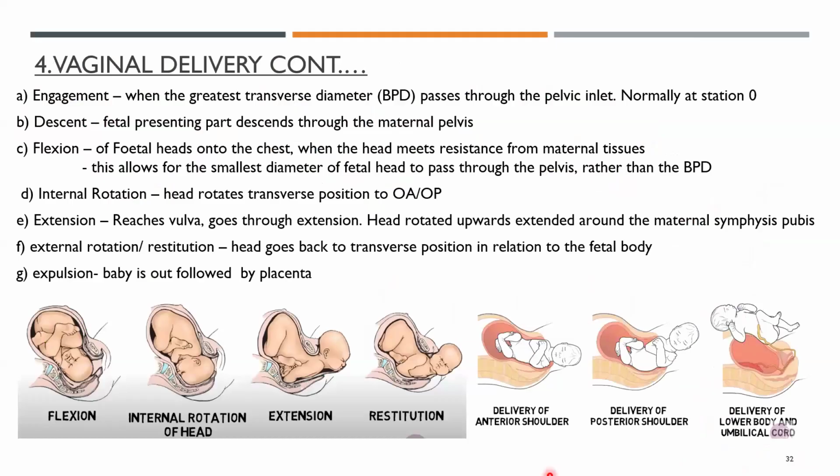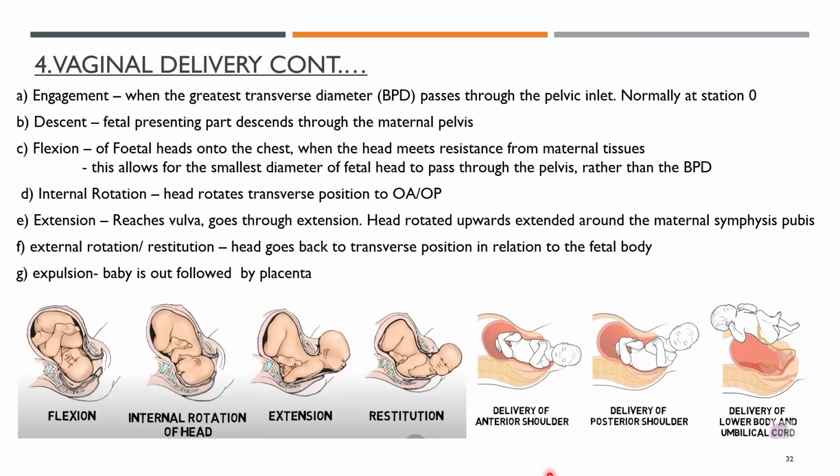So now we don't have to cram this. Let's go through the process again. You have engagement, where you have the greatest transverse diameter passing through the pelvic inlet, normally at station 0, which is your ischial spines. Now there's descent of this baby through the maternal pelvis. This is what we call descent. To do this, what does the baby need to have? The smallest diameter. To do that, what does the baby need to do? Flex the head. So there's flexion of the fetal head onto the chest, where the head meets resistance from maternal tissues.